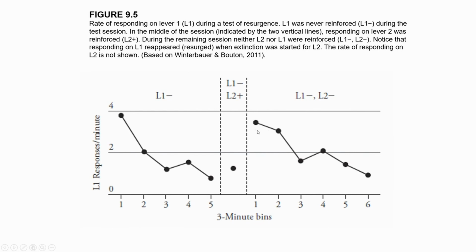We see a resurgence of this behavior despite the fact that lever 1 is still not being reinforced, and it never was during all of this process. So the change in the response contingencies of lever 2, meaning that when lever 2 went from being reinforced to not reinforced, that's what drove this resurgence of responding to lever 1. So because lever 2 went through extinction, we start seeing more responding to lever 1.